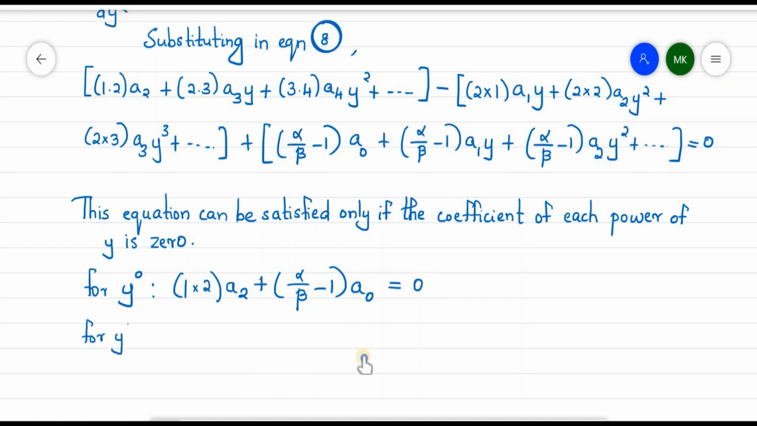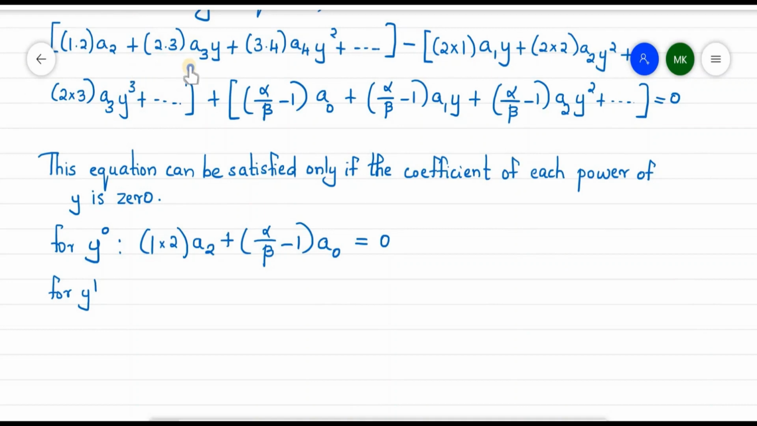Now for y raised to 1, pick out the coefficients of the y term. So here we have 2 into 3 into a3, and here 2 into 1 into a1, and the last term alpha by beta minus 1 into a1. 2 into 3 into a3 plus alpha by beta minus 1 minus 2 into 1 into a1 equals 0.